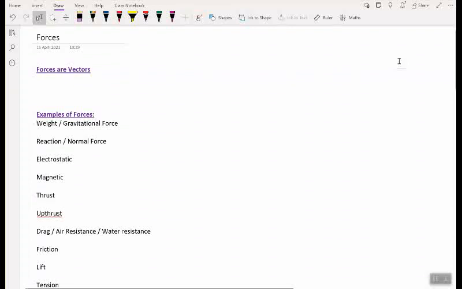So here we are going to talk about forces and go into the first law of motion, or Newton's first law. So first off, let's remind ourselves about vectors. If you're not so sure on vectors and scalars, and you don't know what I'm talking about with that, make sure you go and check them out before watching this video.